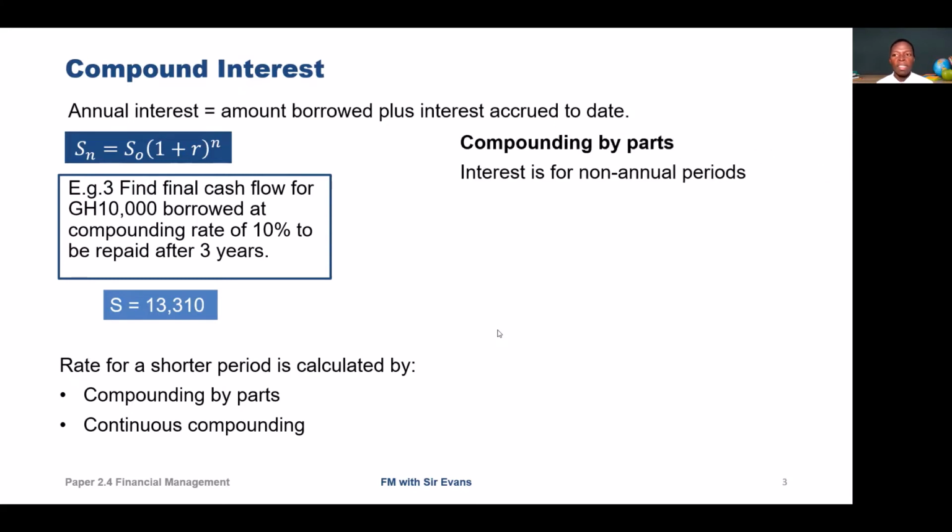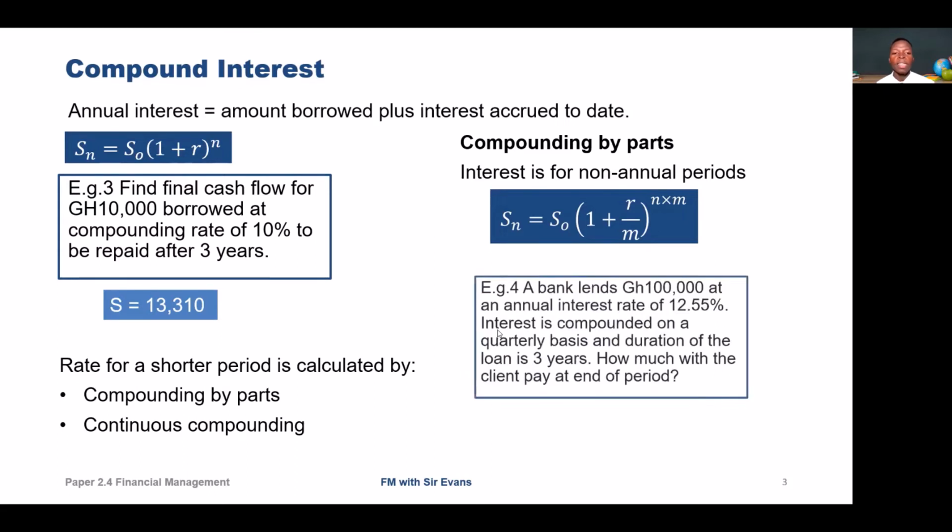So as I mentioned, the interest is a non-annual period. So our Sn is equal to S0 (1 + r/m)^(n × m). You notice that whenever we are introducing the m, it is dividing the r and it is multiplying the n. So we'll take an example.